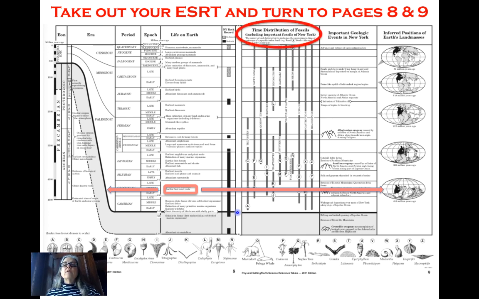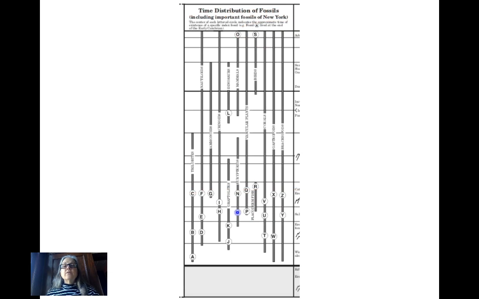Now scooting over one more column to the time distribution of fossils. This is also an interesting column. Alright, a lot going on, but it's based on index fossils for our state. We have 26 to look at.